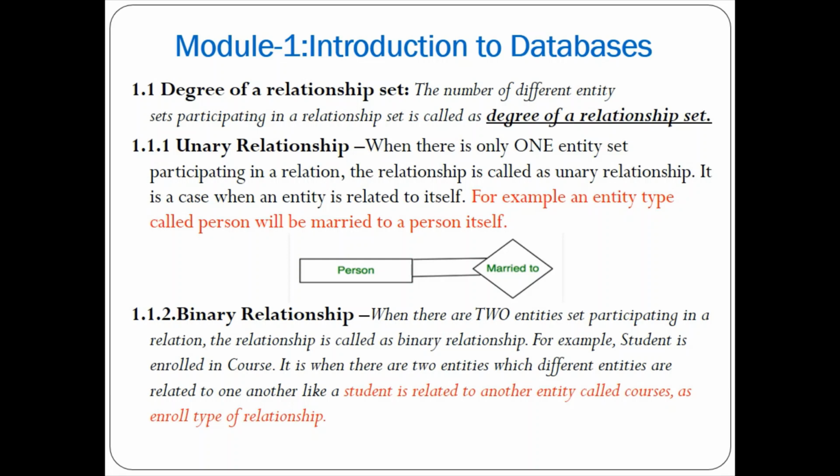Let us start with unary relationship. A unary relationship is defined when only one entity set participates in a relation. Such a relationship is called a unary relationship. It is a case when an entity is related to itself. I can also say a unary relationship exists when both the participating entity types are the same. When such a relationship is present, we say that the degree of relationship is 1.